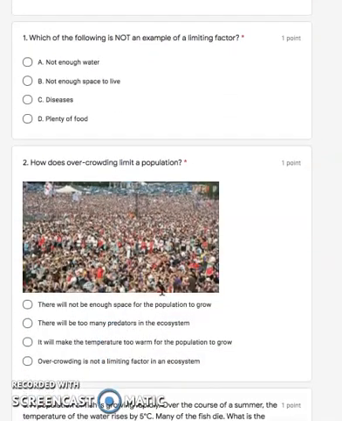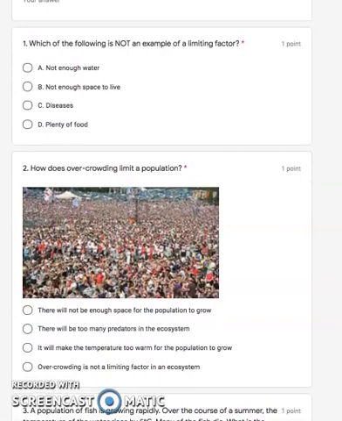Okay. So question number one said, which of the following is not an example of a limiting factor? The options are not enough water, not enough space to live, diseases, or plenty of food. A, B, and C are all limiting factors because all three of those things can affect how many organisms can live and survive in an environment. Plenty of food doesn't limit a population. It actually allows a population to grow. So D would be not an example of a limiting factor.